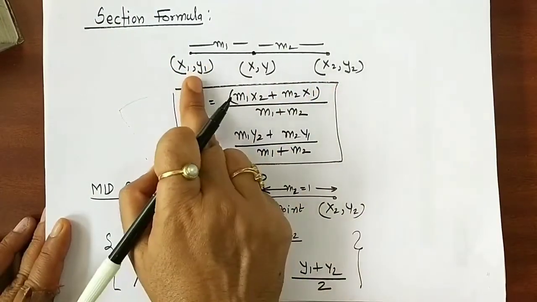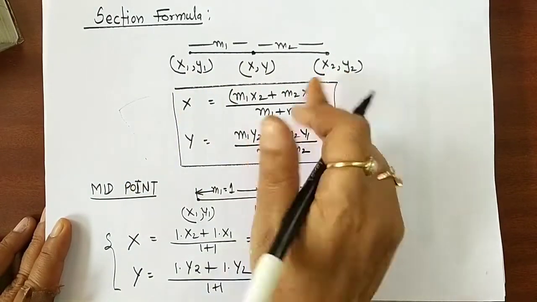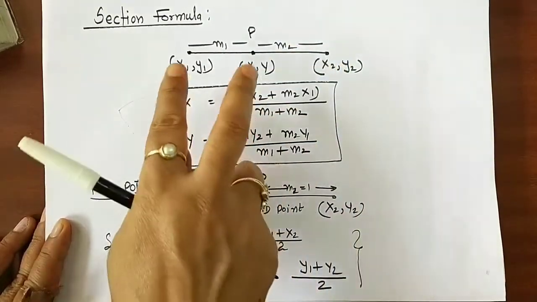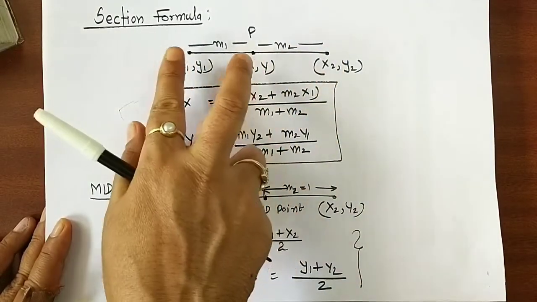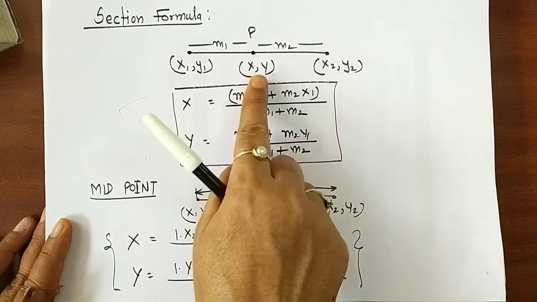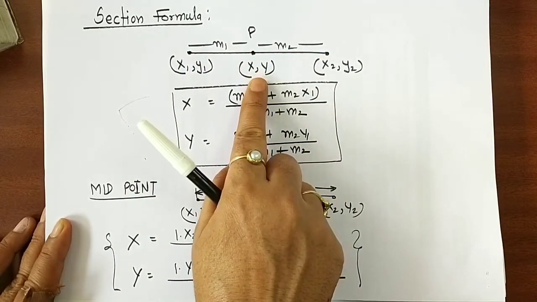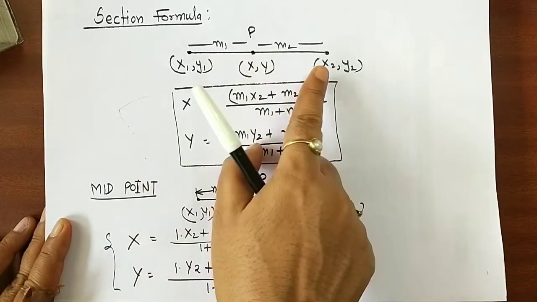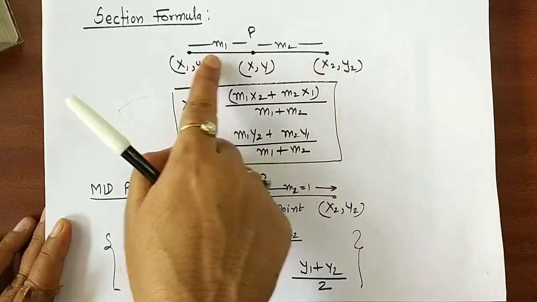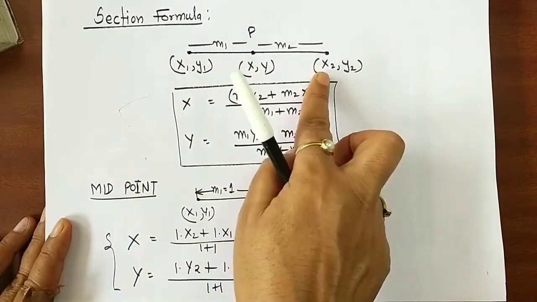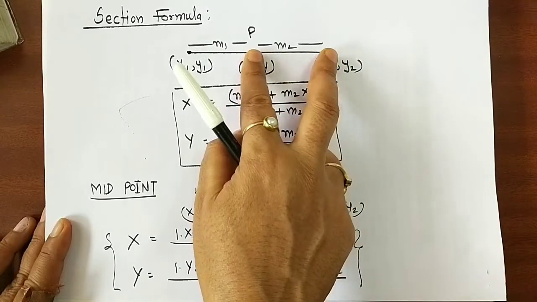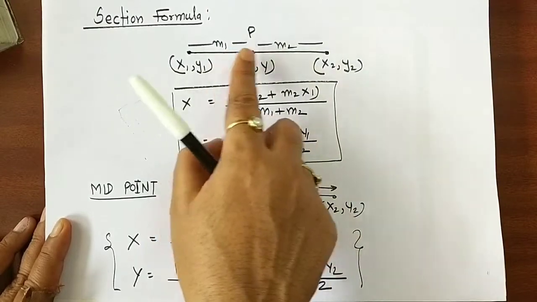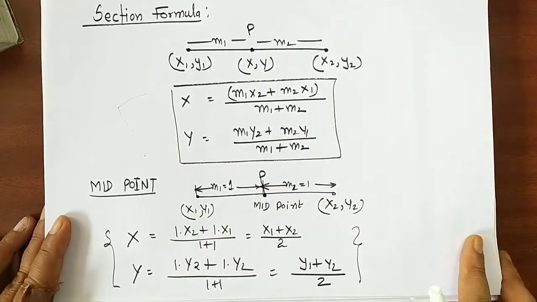Suppose two points (x1, y1) and (x2, y2) are given, and there is a third point P which is dividing this whole section of line into the ratio m1 and m2. We are interested to know what x and y are. So x is given as m1 into x2, plus, remember, crisscross, if you are taking this ratio with this x coordinate, m2 into x1, divided by m1 plus m2, the sum of the ratios. Okay, we will do one example also.